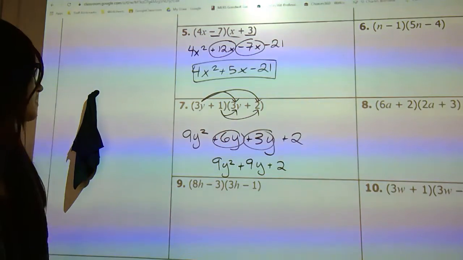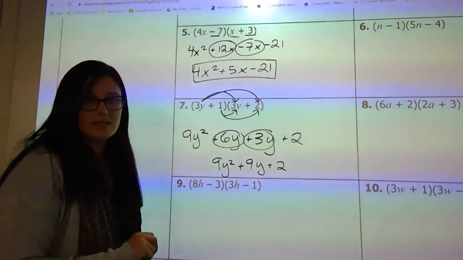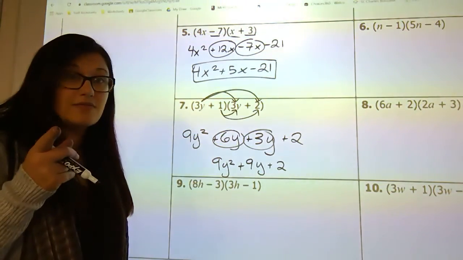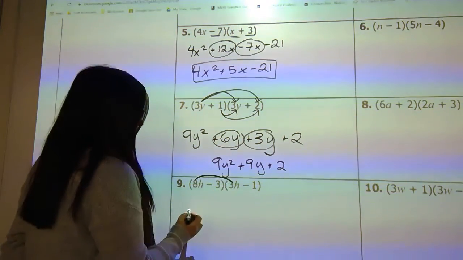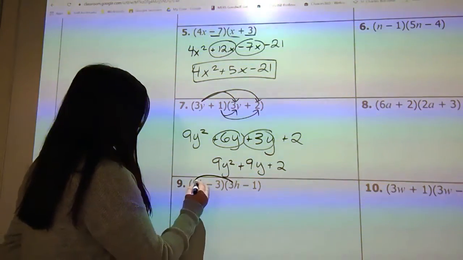All right. So on number 9, we do want to be careful because we got some minus signs. Those are going to make some negatives. So remember, negative times a negative is a positive. Negative times a positive is a negative. So I have 8h times 3h. It gives me a 24h squared.